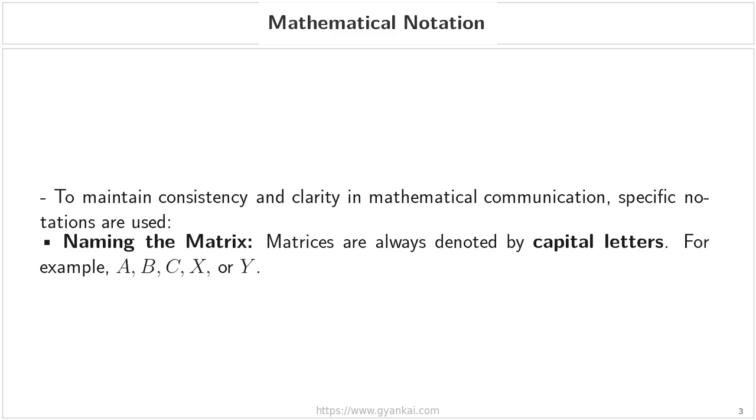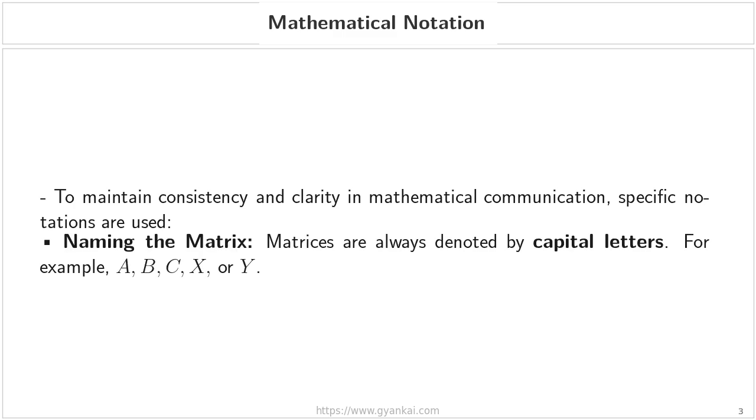Mathematical notation. Now that we have a clear understanding of what a matrix is and what we call its individual components, let us discuss how we actually write them down. To maintain consistency and clarity in mathematical communication, we use specific notations so that mathematicians everywhere are speaking the same language. First, let's look at how we name a matrix.